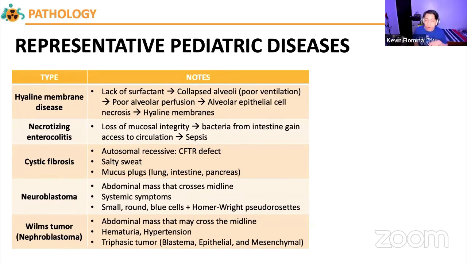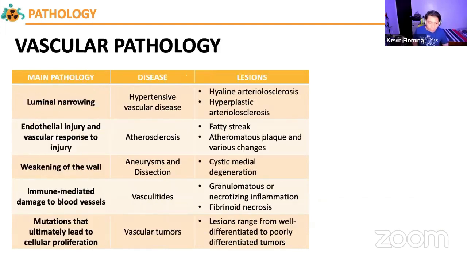While for Wilms tumor, aside from the mass that can also cross across the midline, meron siyang hematuria. Kasi nga sa kidney ito. So meron siyang renal manifestation. So yun yung difference niya from your neuroblastoma. And aside from the small round blue cell tumors, yung Wilms tumor, the morphology is your classic triphasic tumor, your blastema, your epithelial, and your stromal or mesenchymal. Kaya ginawa ko siyang stromal para best yung kanyang mnemonic. Okay? So, okay pa ba?